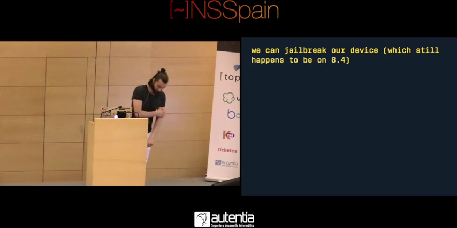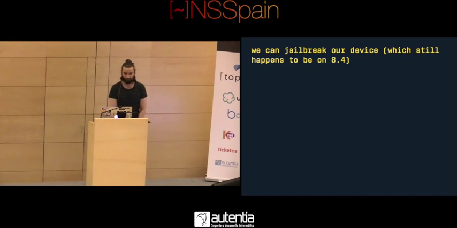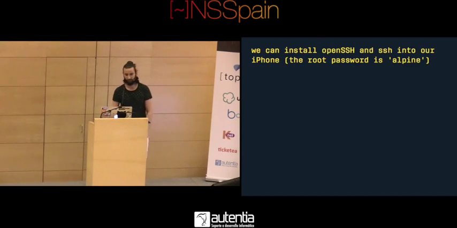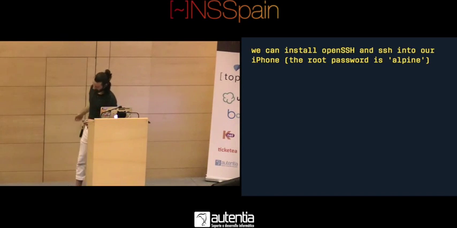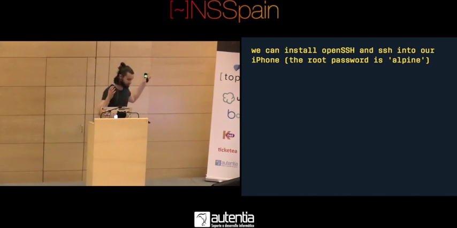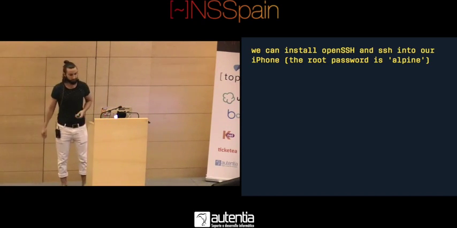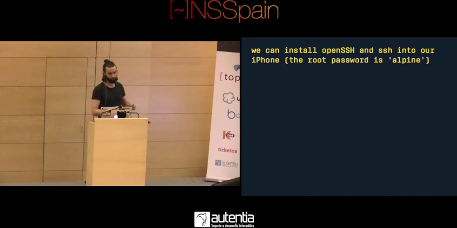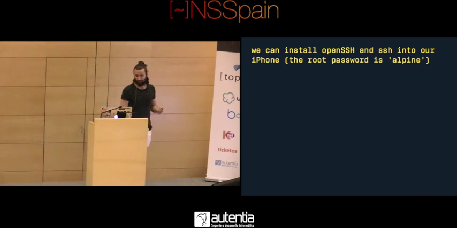We can jailbreak our device. Well, what's this going to allow us to do? We'll follow some steps. We jailbreak the device. We can then install OpenSSH on this device and SSH into our iPhone. The root password is Alpine. You should probably change that when you first SSH into it. There are instructions on how to do that on Cydia, which will come when you jailbreak and other things like that. But the imp didn't, it just kept it as Alpine.